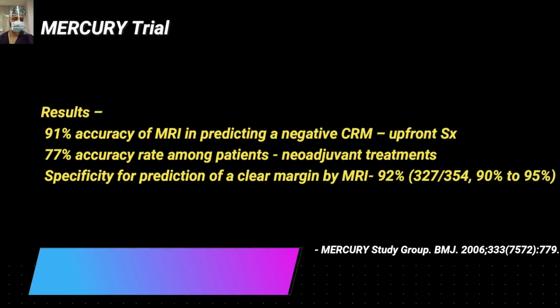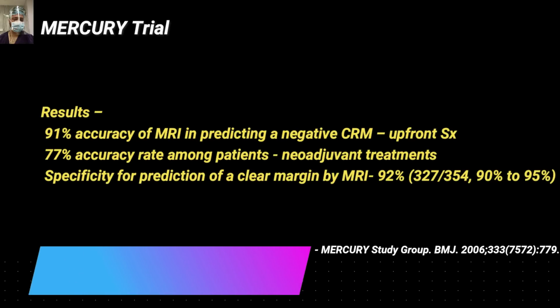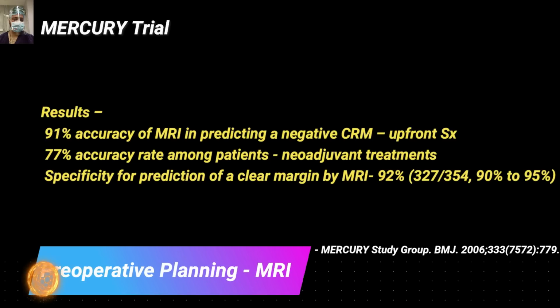In this landmark paper, the MERCURY Group concluded that preoperative MRI has 91% accuracy in predicting a negative circumferential resection margin (CRM) in upfront surgery, and the accuracy was only 77% in case of neoadjuvant treatment, though it's still quite high. The specificity of prediction of a clear margin by MRI is 92%. Out of this cohort, 327 of 354 were predicted clearly.